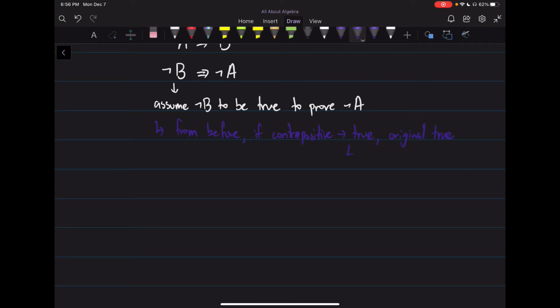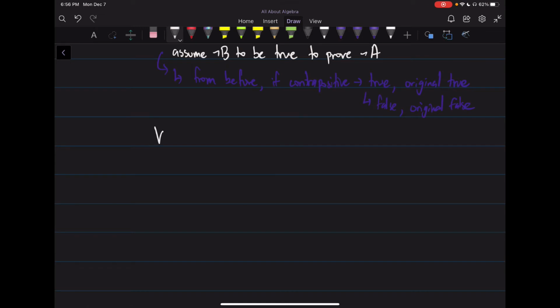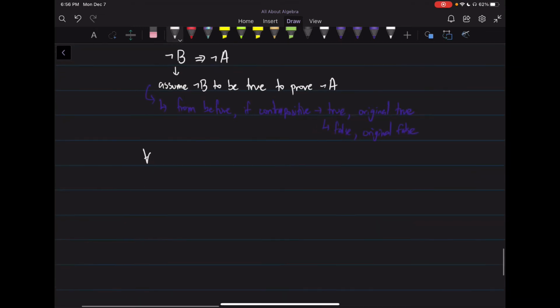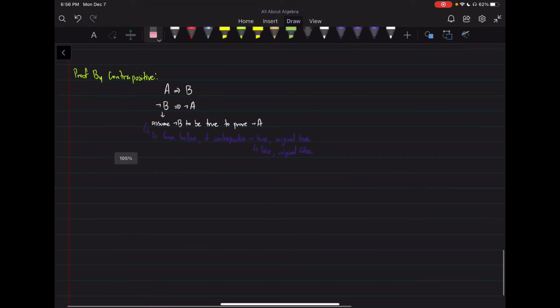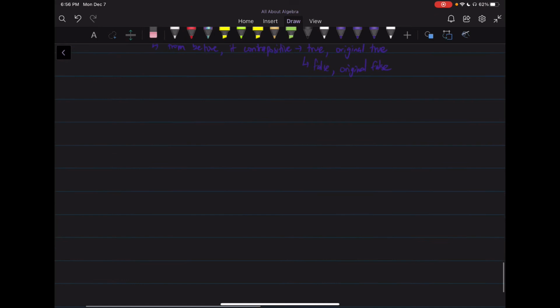And if it is false, the original is false. Okay? So it's directly proportional. So if the contrapositive is true, the original is true. If the contrapositive is false, the original is false. And this would look something like this. Well, how would we exactly prove this then? If we have something that looks like this, how would we exactly prove it? Well, let's use an example.